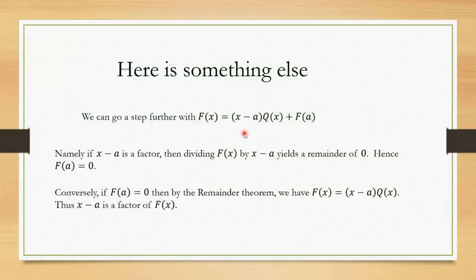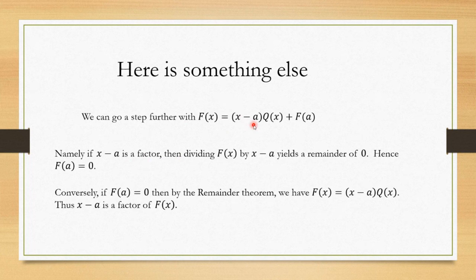For x minus a to be a factor, this means x minus a times something must equal f of x. That's what it means to be a factor. It's just like with numbers, right? 2 is a factor of 10, because if you do 10 divided by 2, you're not going to get a remainder. Well, you get a remainder of 0. So if x minus a were a factor here, then when you divide f of x by x minus a, you have to get remainder 0.